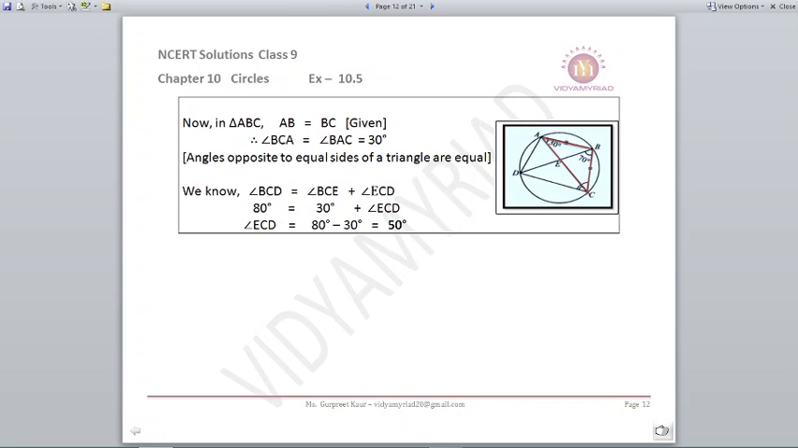Now, if you look at the angle BCD, the whole angle we know it is 80 degrees. We also know the angle BCE, that is 30 degrees. So, we can find out angle ECD by subtracting it from 80, that comes out to be 50. Otherwise also you can check it, 50 degrees plus 30 degrees comes out to be a total of 80 degrees.